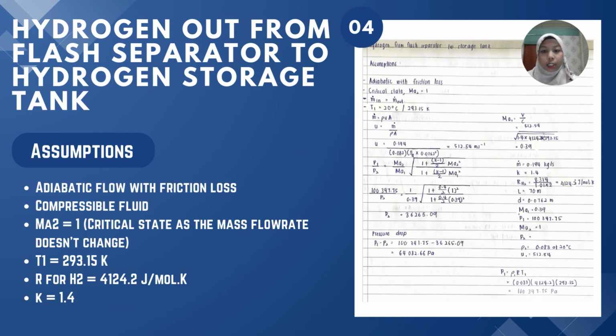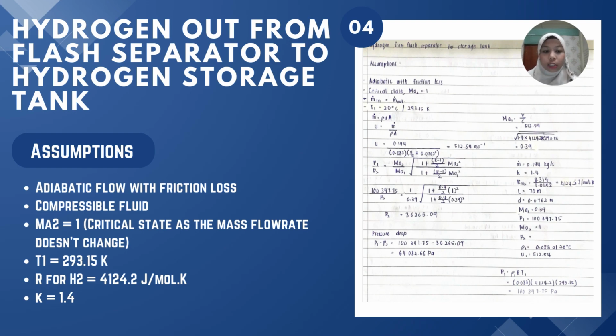Then we need to find P1 since we will be using the formula which shows the relationship between the pressure and the Mach number. P1 is a very needed value. We can calculate P1 equals rho RT by using the ideal gas equation, and our P1 is 100,347.75 Pascal.